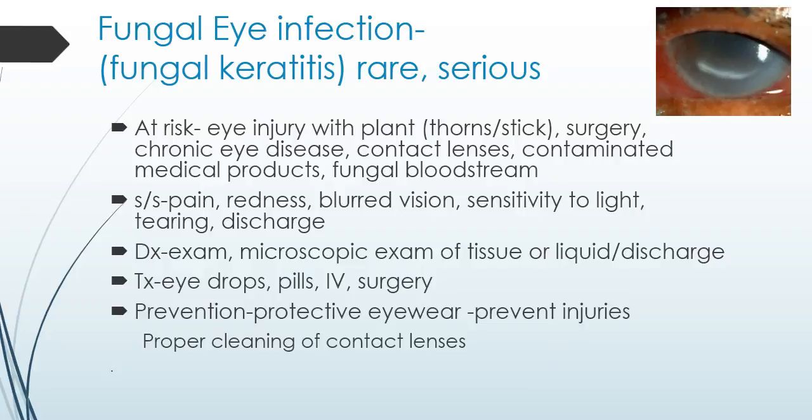The signs and symptoms are typically redness of the eye and blurred vision, sensitivity to light, tearing, and discharge. This is determined by an exam of the eye or microscopic exam of the tissue or liquid discharge of the eye. Typically, people receive eye drops. Sometimes they receive pills, IV medication, or surgery in order to correct the problem. The best way to prevent fungal keratitis is to wear protective eyewear when you're working. Always have on glasses to prevent injuries, and make sure the contact lenses are cleaned correctly.